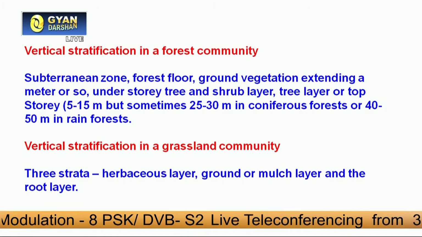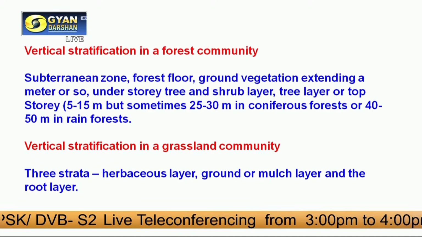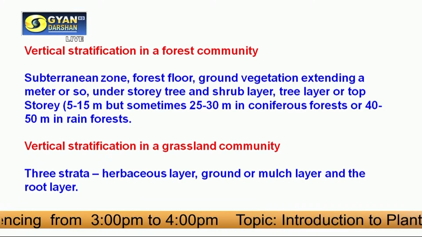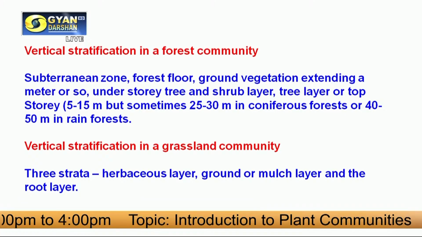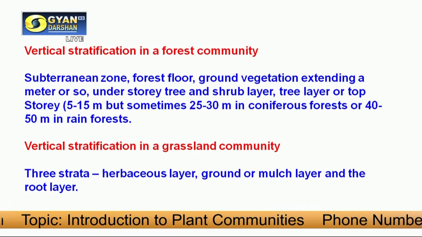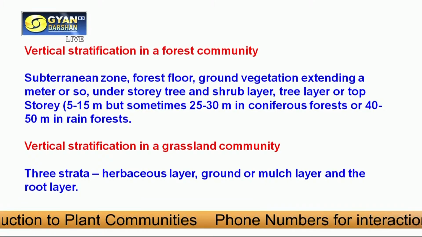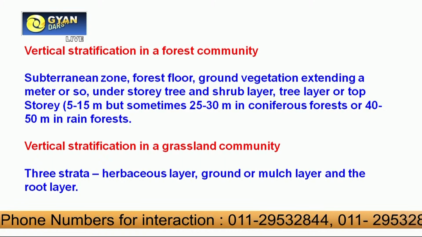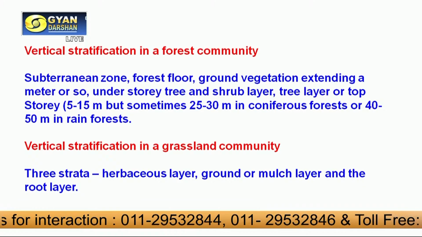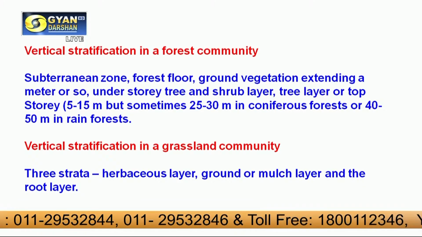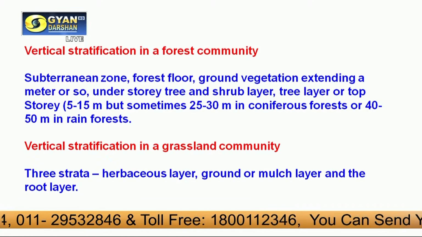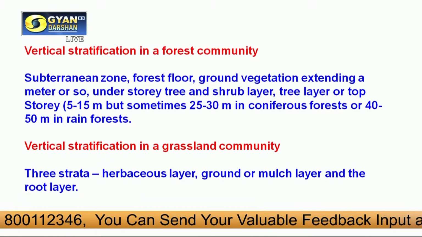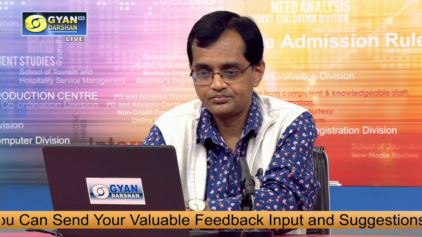I think the last part we have already discussed. Even then, I just repeat that vertical stratification in a forest community. Like in a subterranean zone, forest floor, ground vegetation, extending a meter or so, understory tree and shrub layer, tree layer or top story. So there can be different kinds of combinations or different kinds of organization. In a grassland community, there are 3 strata: herbaceous layer, ground or mulch layer, and the root layer.